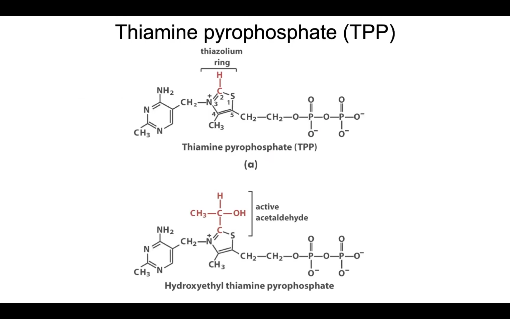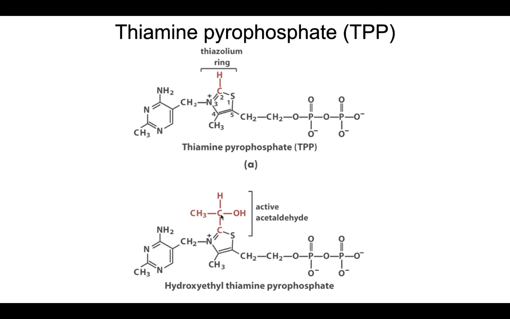Now that's done by thiamine pyrophosphate. Here's what thiamine pyrophosphate actually looks like, and this is the part of the TPP molecule that is going to be carrying that acetyl group. And there it is right there. So here we have our 2 carbons, what's left of the pyruvate.